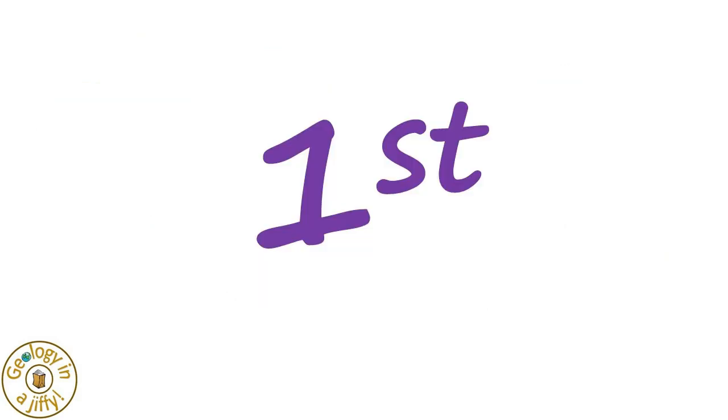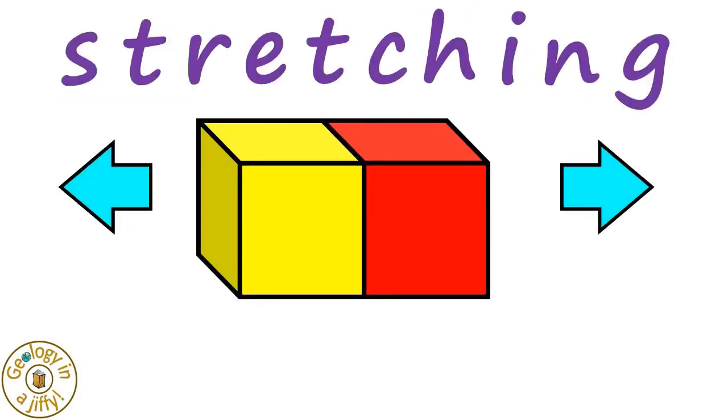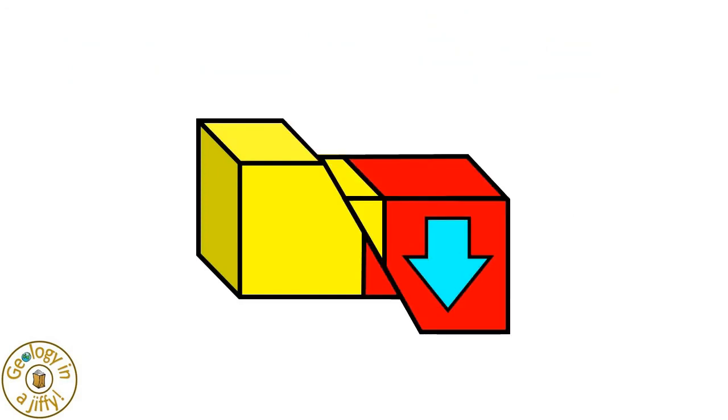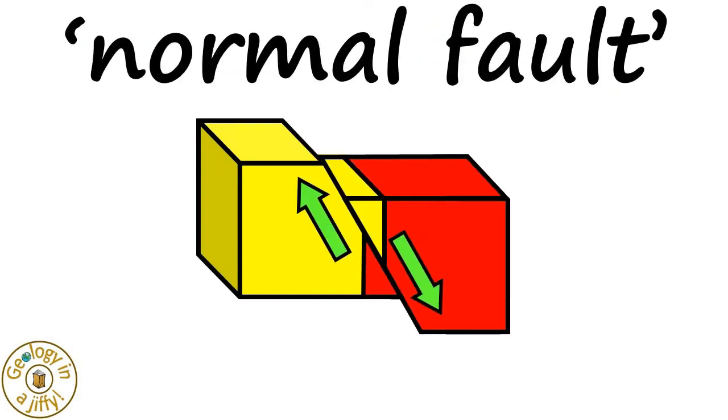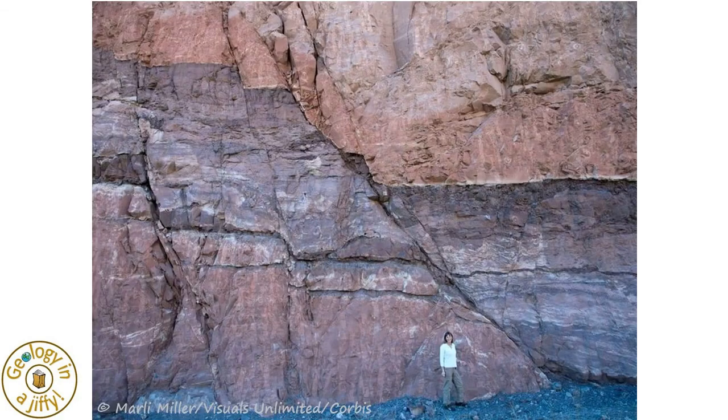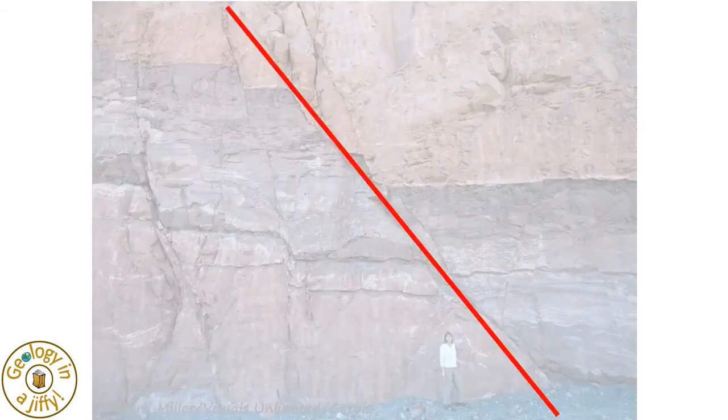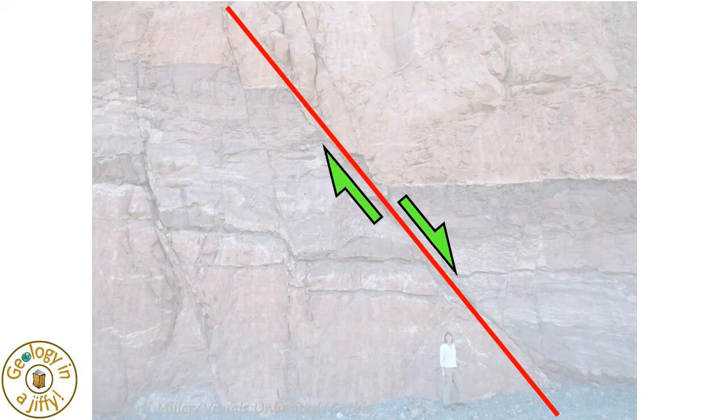The first type of fault happens when rocks are stretched apart, causing one block to move downwards in relation to the other block, creating a normal fault. In this photo, we can clearly see the steeply dipping fault plane, with the rock to the right having moved downwards compared to the rocks on the left.